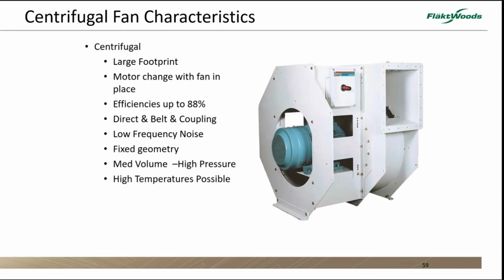What are the other characteristics of the fans? If you look down on the fan from above, a centrifugal fan has a large footprint, and I say that because the duct coming out and the duct going in are not in line. You've got to be able to accommodate that fan in your space available. But you can change the motor with the fan in place, and get very good efficiencies. There are all the different coupling noises, but low frequency noises are characteristic that you have to be careful of.